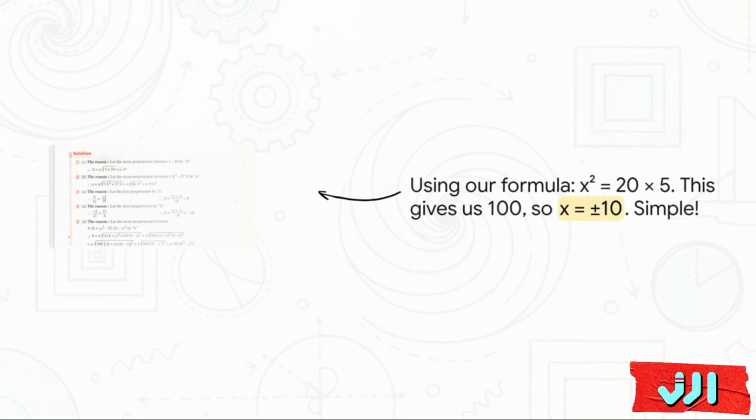So let's walk through it together. Our middle number, we'll just call it x for now, when you square it, has to equal 20 times 5. Well, 20 times 5 is 100. So we're just looking for the number that when you multiply it by itself, gives you 100. And that, of course, is 10. Oh, and don't forget, it could also be negative 10. See? That wasn't so bad.